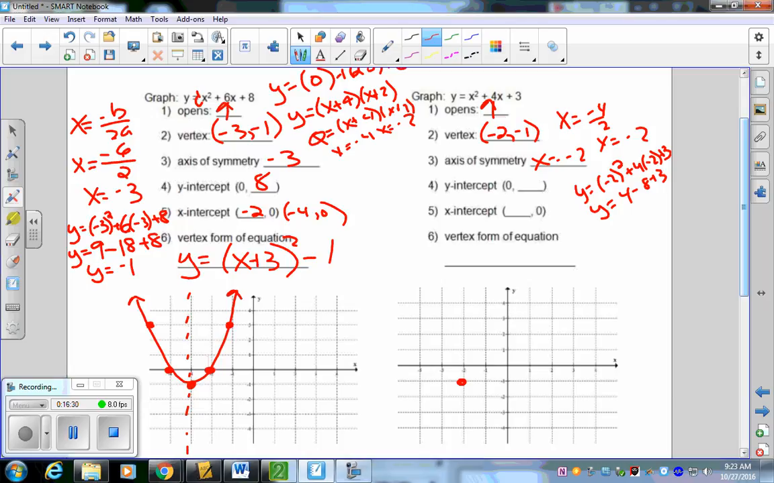All right, the y-intercept is going to be 3. I can tell from my equation. And then the x-intercepts: it factors into x plus 3, x plus 1, right? 3 times 1 is 3, 3 plus 1 is 4. So therefore, my intercepts are at negative 3 and negative 1.